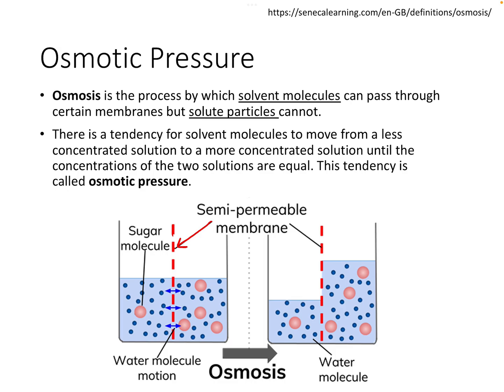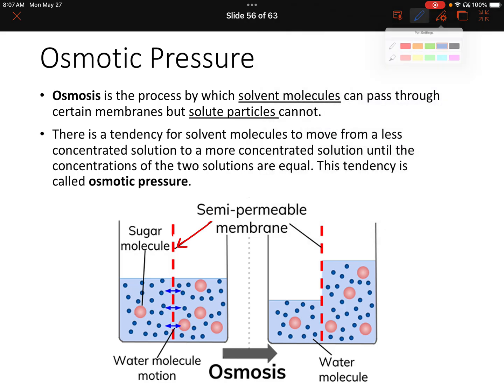On the left side of this beaker, we have a bunch of water molecules, which are represented by blue dots, and we have one sugar molecule. On the right side of the beaker, we have water molecules as well, and we have 4 sugar molecules. So the right-hand side looks like it's more concentrated. It has more solute per volume of solution. And the left side is less concentrated. With osmosis, remember, solvent molecules are going to move to the side that's more concentrated until both sides have equal concentration.